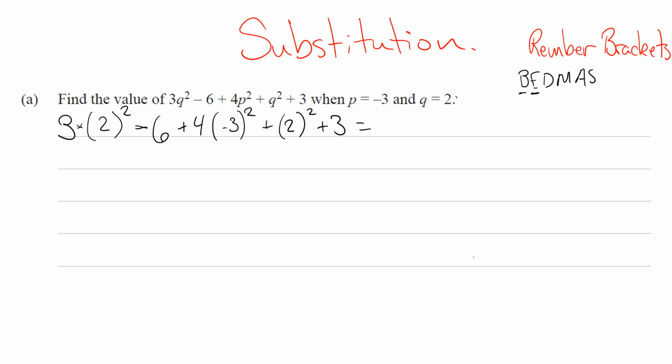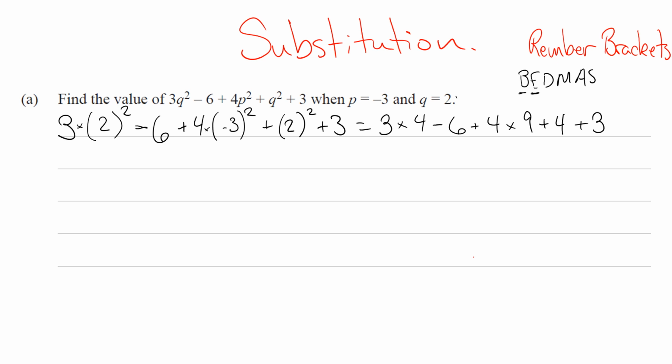I'm starting with my 3, and I'm just rewriting it. Then I'm going to put times, and then 2 squared. 2 times 2 is 4, so I'm going to put in that 4. Minus 6 plus 4. Oh, I forgot to put a times sign in here for you. Plus 4 times negative 3 squared. We've already talked about that one. Negative 3 squared is going to be 9. And then plus 2 squared, which is going to be 4, and then plus 3.